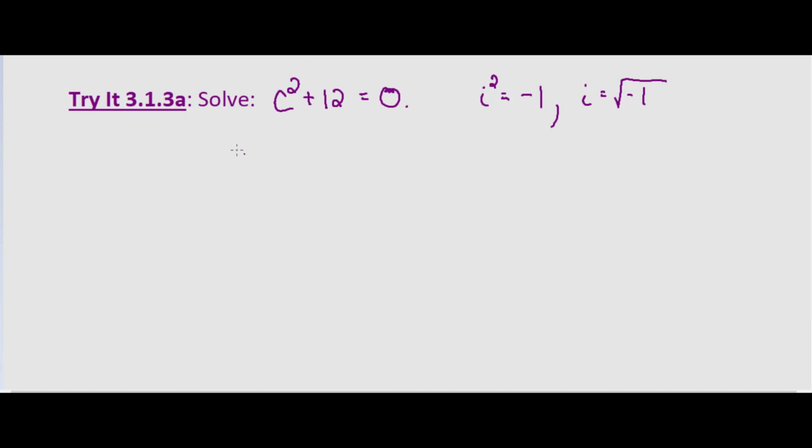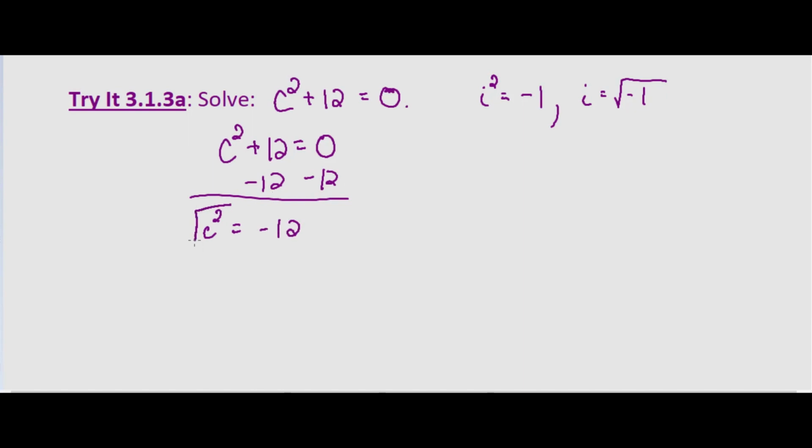So initially, the process is the same. We have c squared plus 12 equals 0. We want to isolate the variable term being squared, so in this case, c squared. We do that by subtracting 12 from both sides. That gives us c squared on the left and -12 on the right.